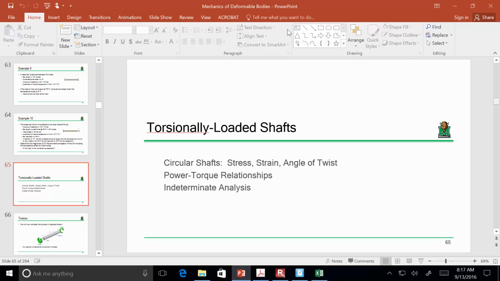Does that make sense? And that's going to be the deal with any type of indeterminate problem, is you're going to employ a compatibility relationship. And in this case, the compatibility relationship is that the total displacement at A is 0. You could do the same thing for B, too. You'd get the same deal.